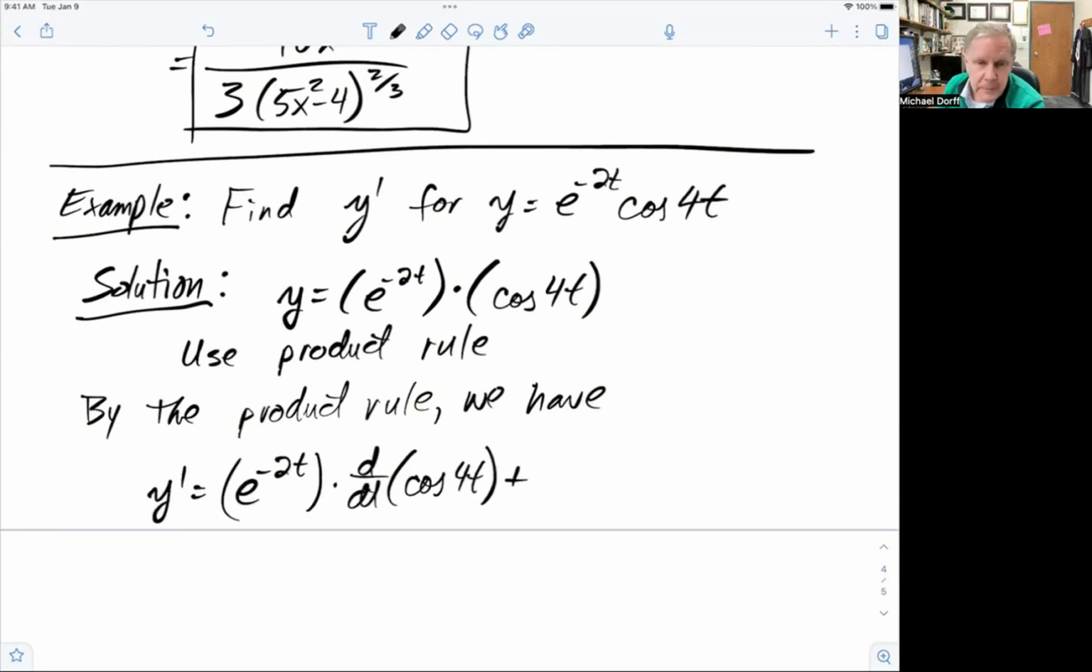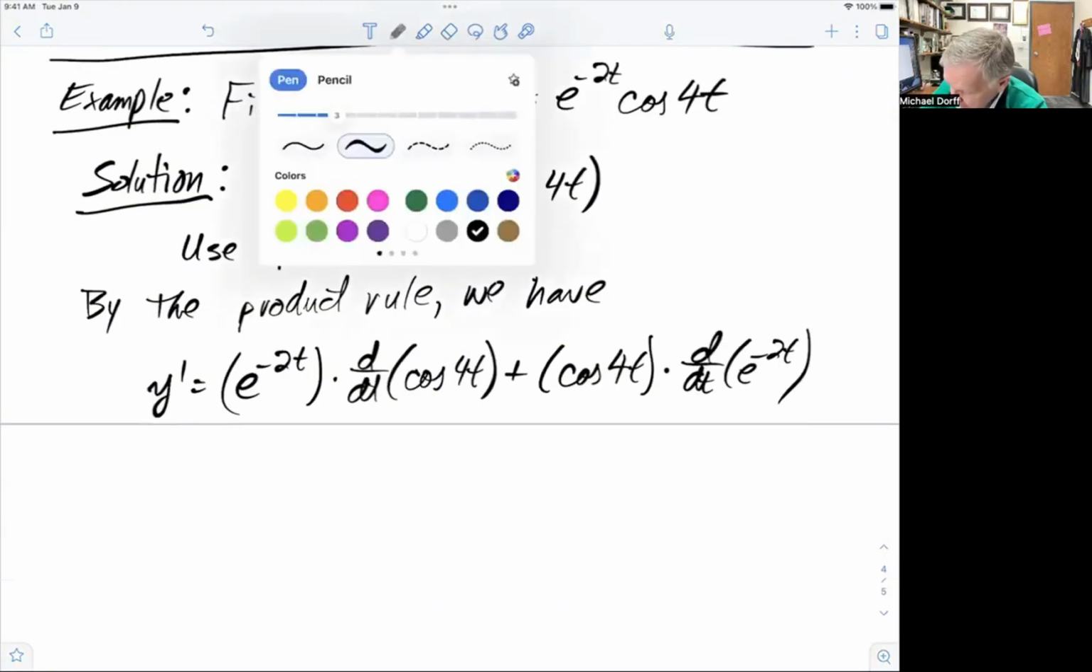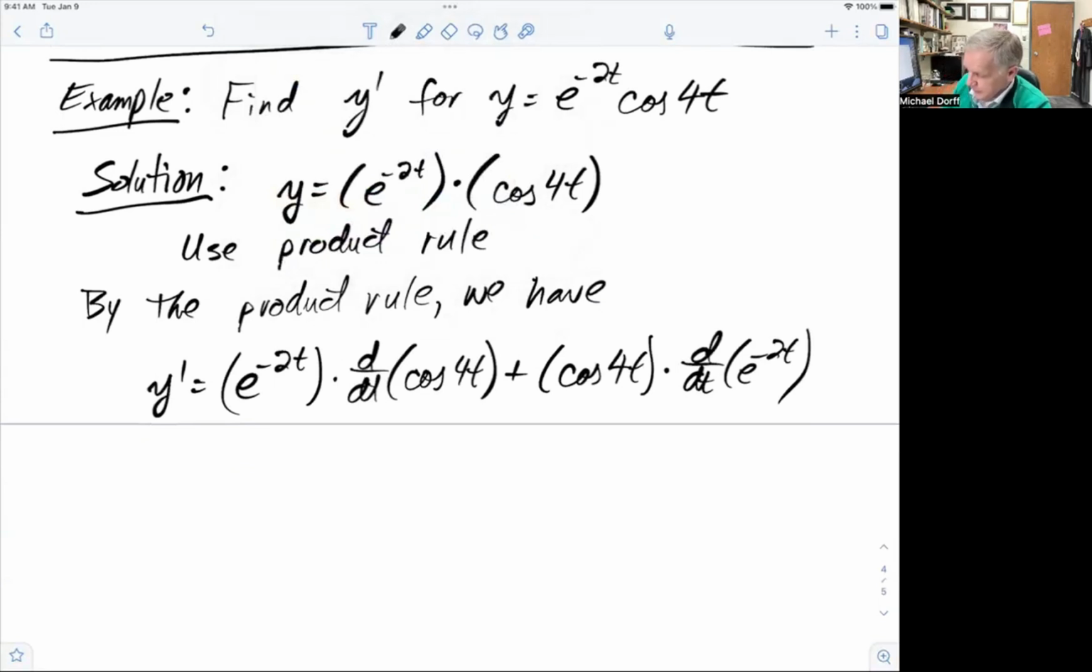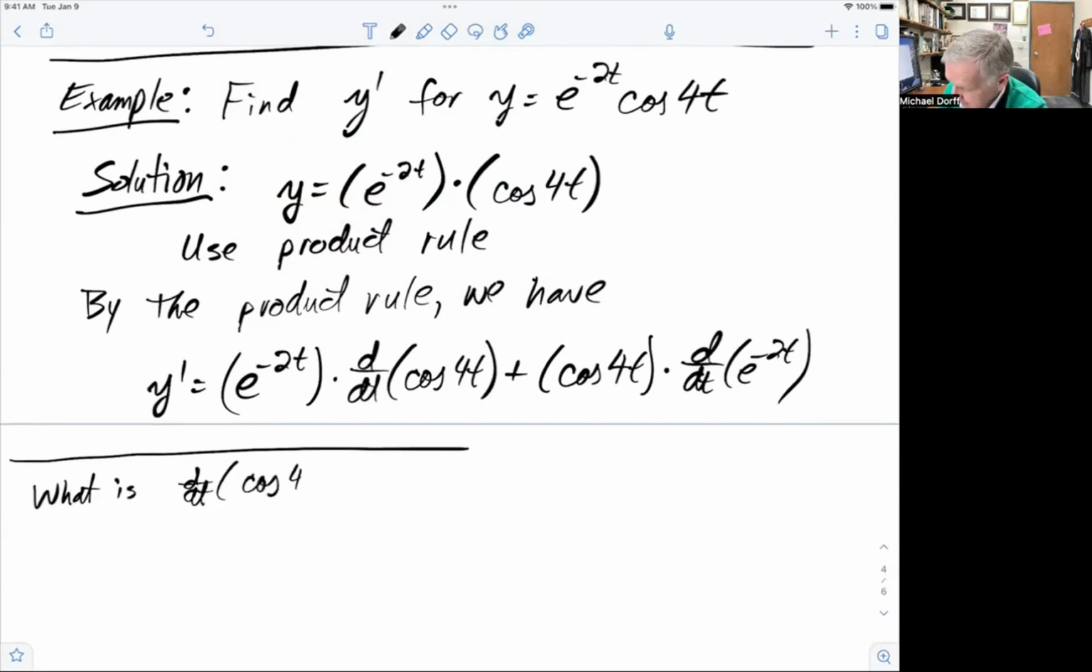And notice I'm using d/dt here instead of d/dx because my variable in this problem is t, right? And then I have the second, cosine of 4t, times the derivative of the first, which is e to the negative 2t. So now I need to figure out what those derivatives are. So we're going to do a little box here. So what is d/dt of cosine of 4t?